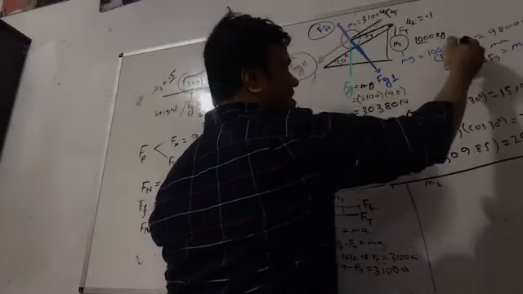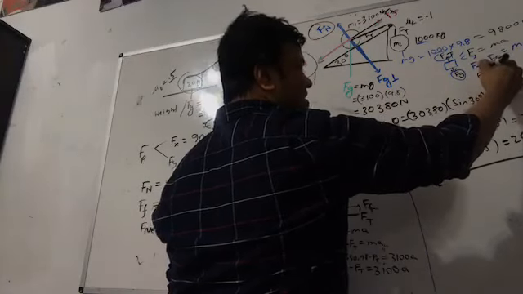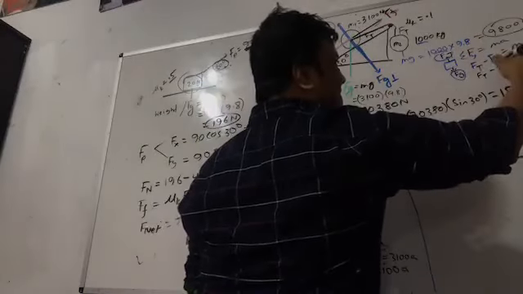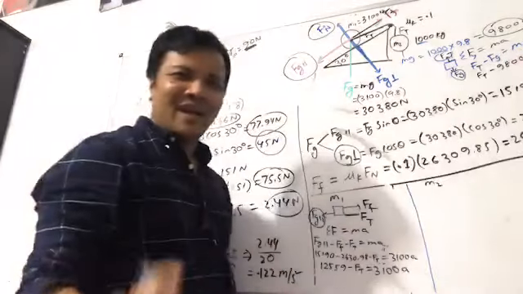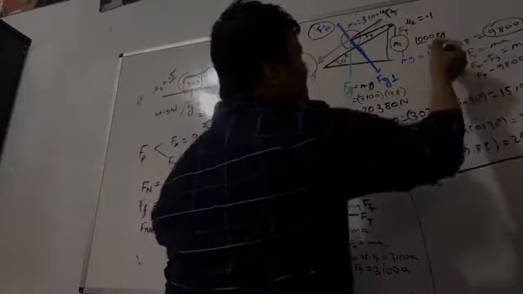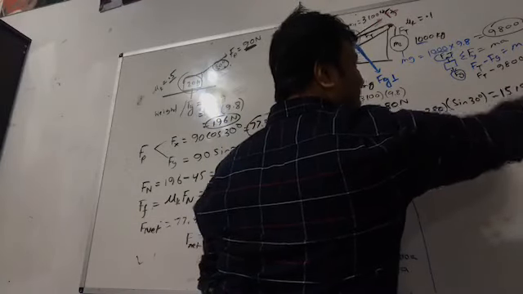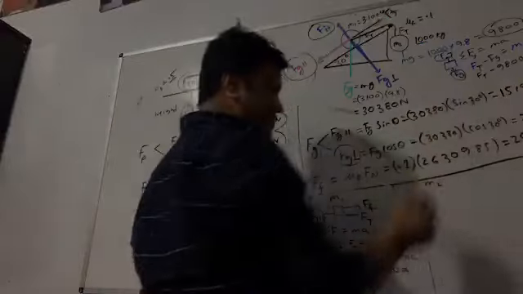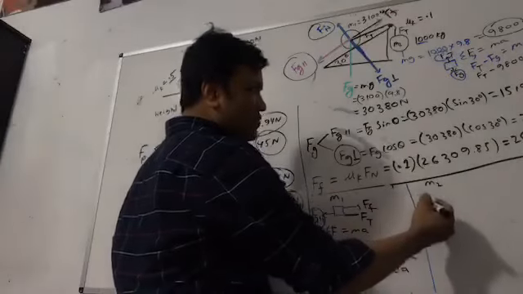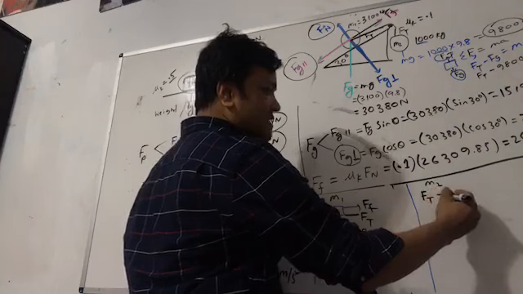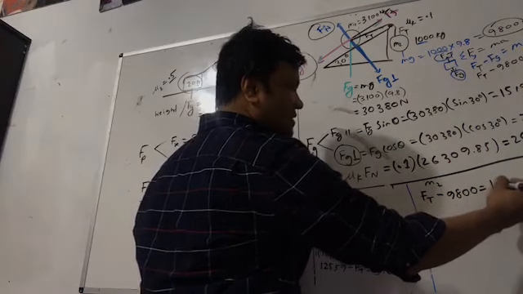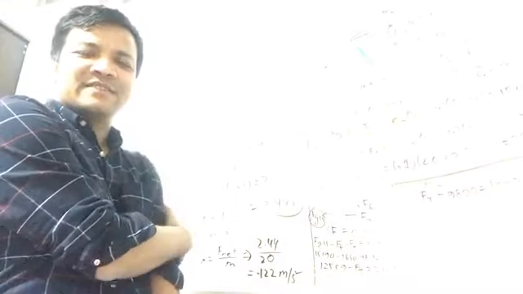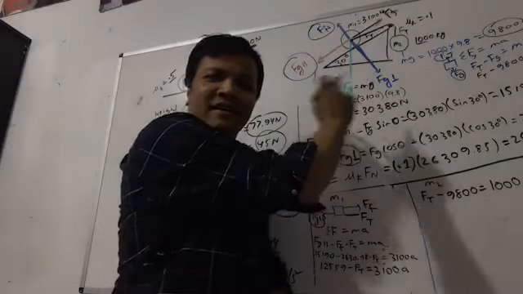Oh, this is not Fn, this is Ft. So Ft minus Fg, we know Fg, 9800. We know m, and that is how much? 1000. Alright, so we found another beautiful equation. Now we're gonna write this equation right over here. So for M2, what do you get? Ft minus 9800 is equal to 1000A.